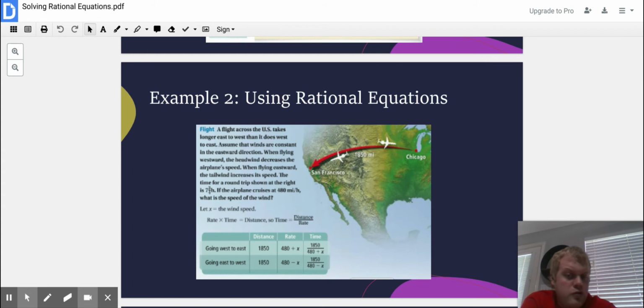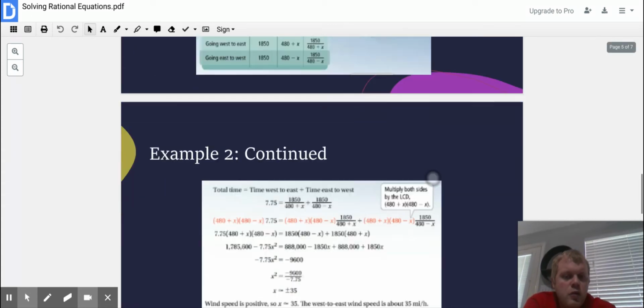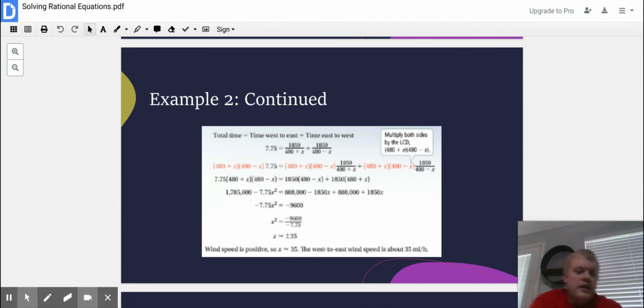Okay. Now using our two time parts right there, we're going to rewrite this. Again, these are just the two times that we had. So we have our total time equals time west to east plus time east to west. The total time that we said was 7 3/4 hours. So that's 7.75 hours right there. We've already set this up as our equation here, because we are trying to solve for x.